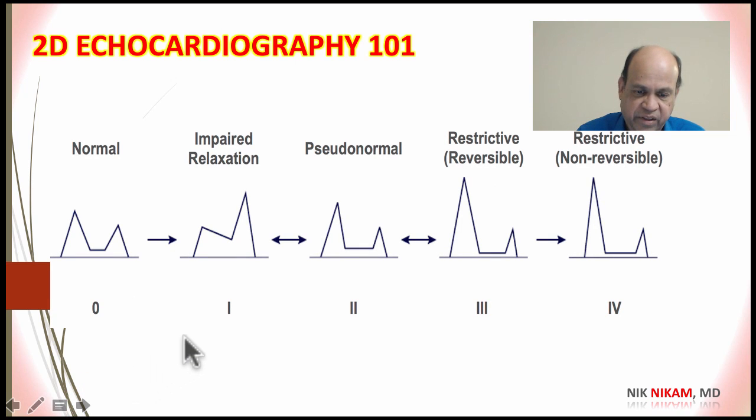Let's proceed further. Here again is showing normal diastolic function, impaired relaxation, pseudo normalization. Then it's showing the restrictive cardiomyopathy that is reversible, and this is restrictive non-reversible. Again, this has to be combined with the tissue Doppler to differentiate between normal and pseudo-normal and restrictive patterns.